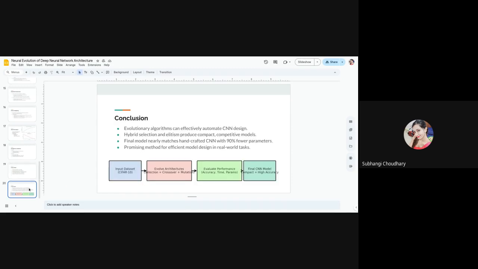Lastly, I'll conclude my video by demonstrating that evolutionary algorithms are a powerful tool for automating CNN architecture design. By integrating a hybrid selection strategy of tournament and lexicase selection, we produced a compact CNN with 73.82% test accuracy and only 30,554 parameters, which nearly matches a handcrafted CNN's performance with 90% fewer parameters.